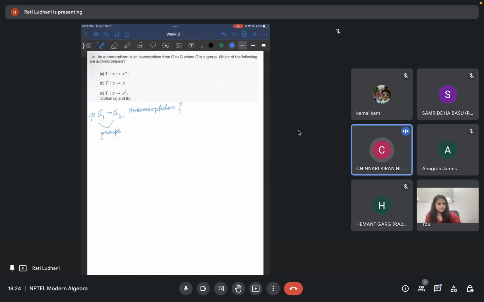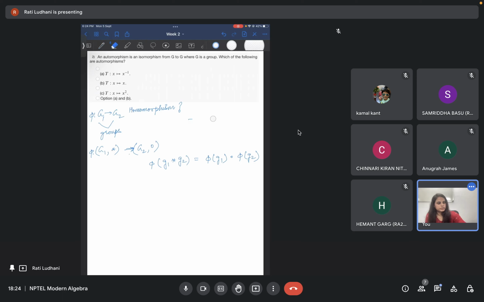We are saying phi of a dot b is equal to phi of a times phi of b. So the operation could be different. Let's say G1 has one operation and G2 has another. If you take two elements here, the operation will be this, and there you will get phi of g1 and then the other operation, phi of g2. This means homomorphism, if this is true for all g1 and g2 belonging to G1.